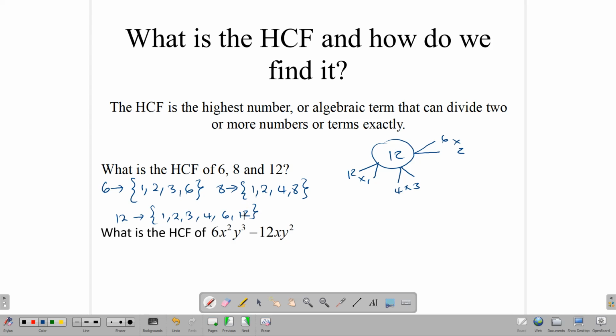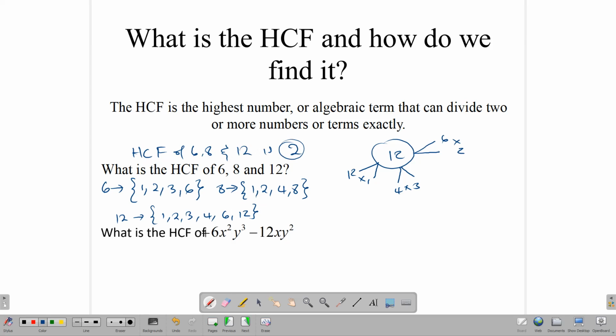And so we can look at these three sets of numbers and choose that number which is common and the highest. So there are two numbers that are common here. 1 is common to all three groups, and also 2 is common to all three groups. And the higher of these two numbers is 2. So the HCF, or the highest common factor, of 6, 8, and 12 is 2.